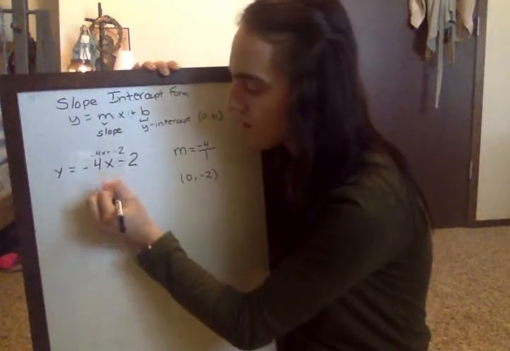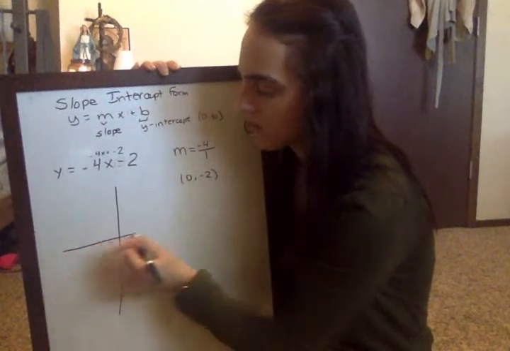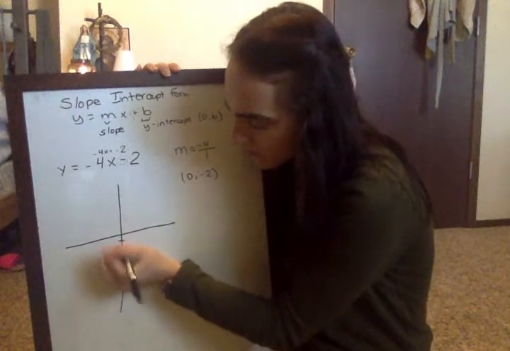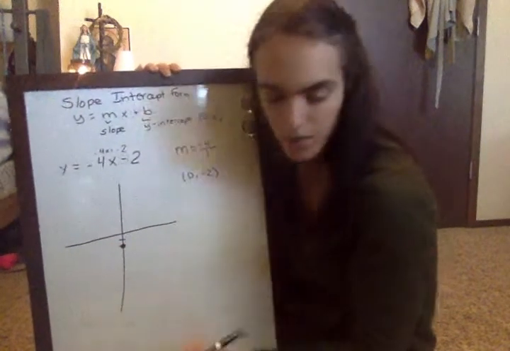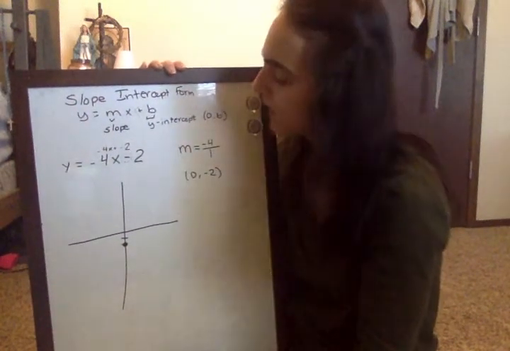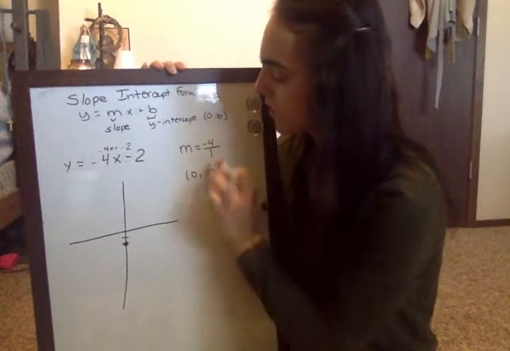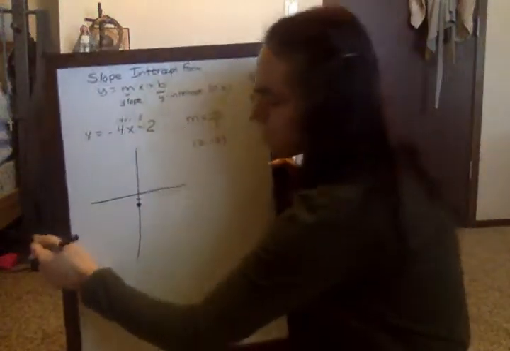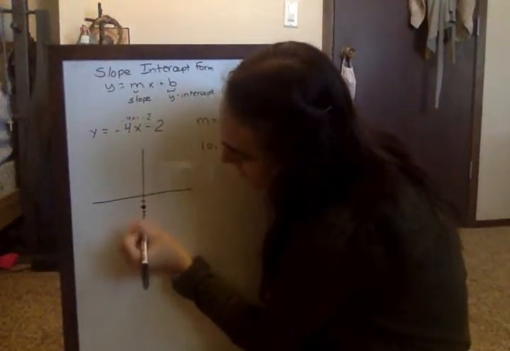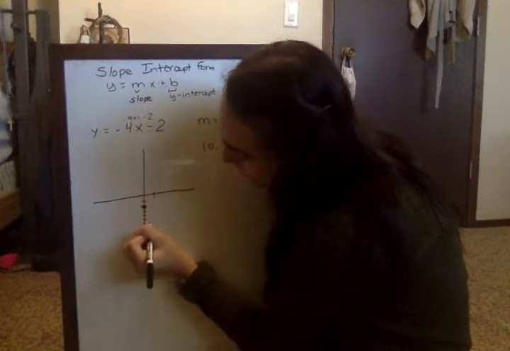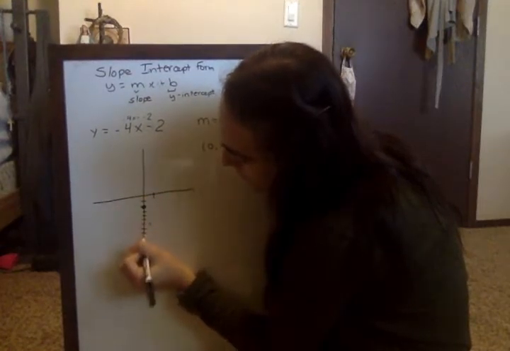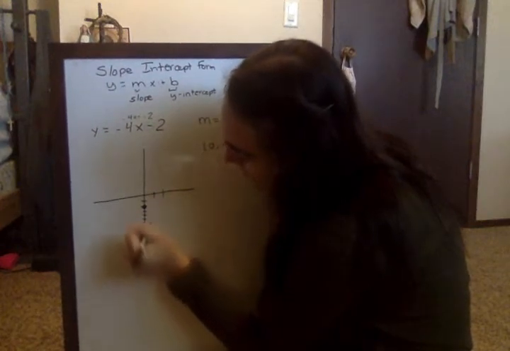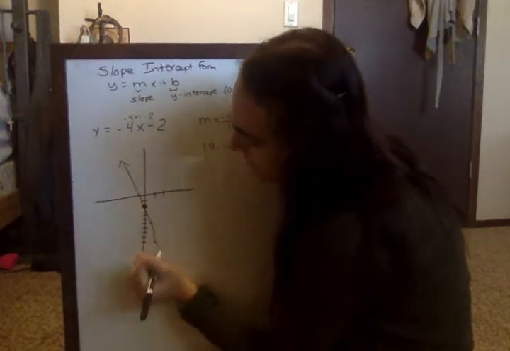So what does this look like on a graph? I need to go to 0, negative 2, which is right there. And then I can graph. I can choose 2 more points. Looks like I'm going down 4 and to the right 1. Forgive me as I try to do this. 1, 2, 3, 4, to the right 1. Draw a somewhat straight line.